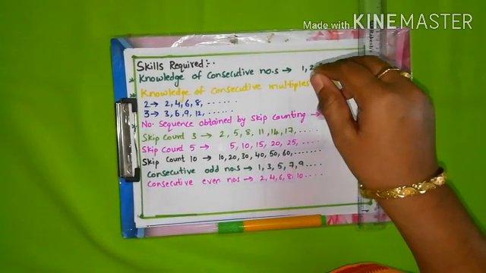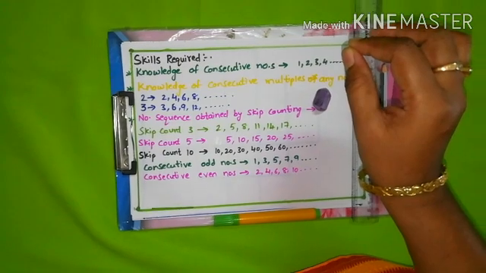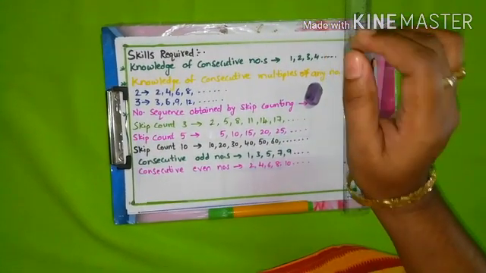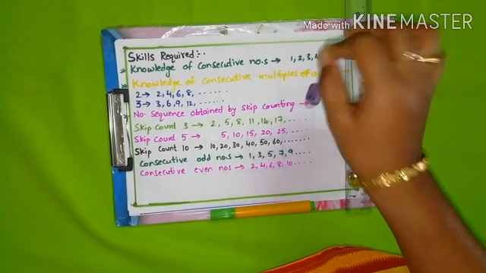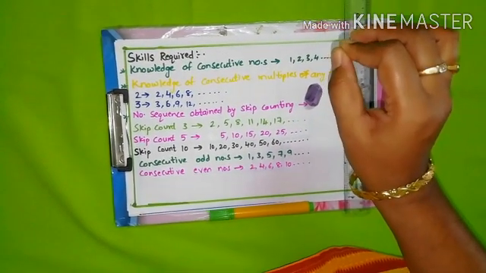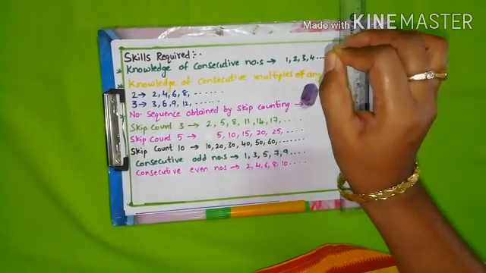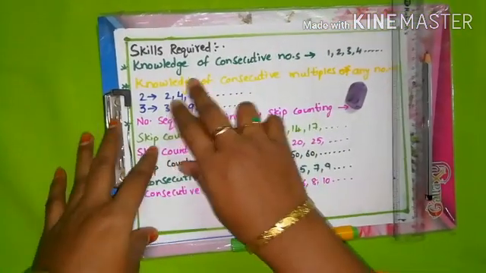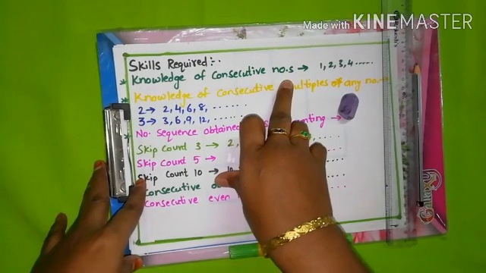What is a magic square? If the sum of digits of all the rows, columns and diagonals is the same, we call it a magic square. And the skills required for it are the knowledge of consecutive numbers.